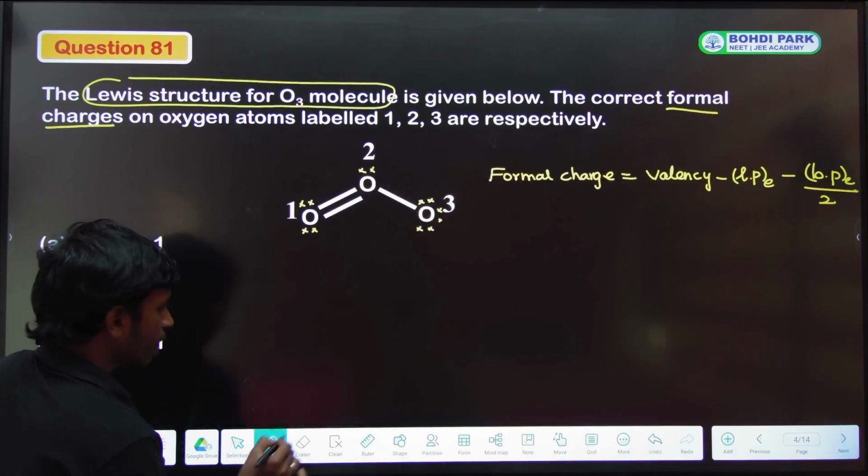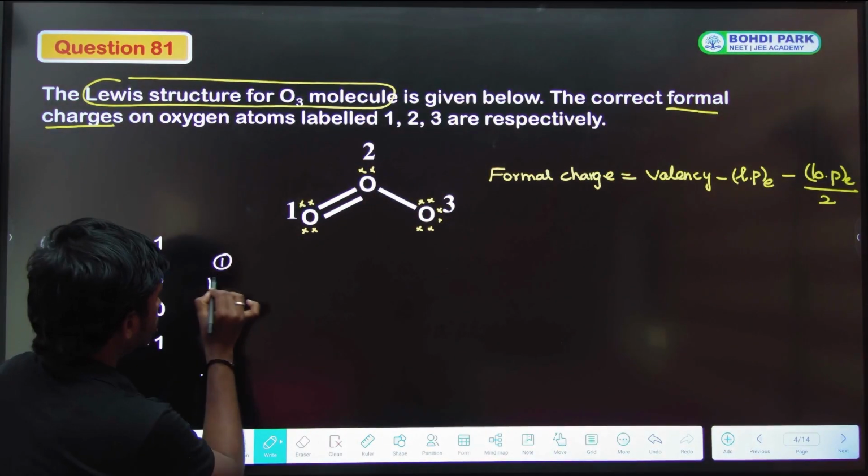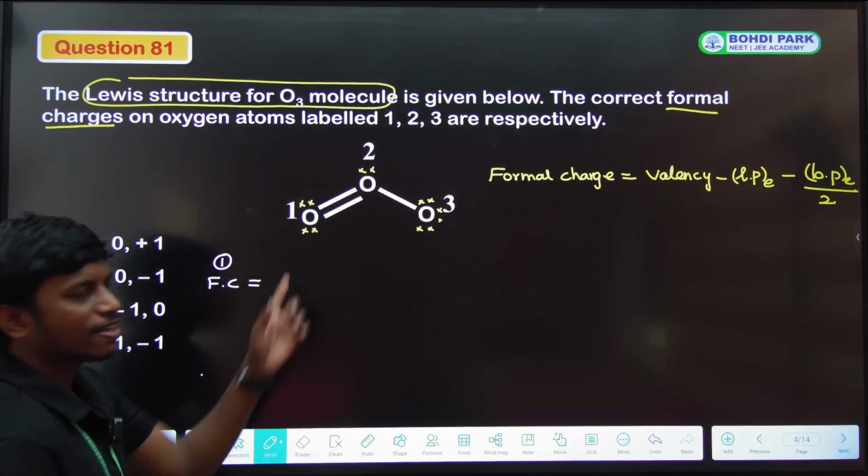We are going to the atom number 1, oxygen atom number 1. Formal charge we are going to calculate. What is the valency of oxygen?